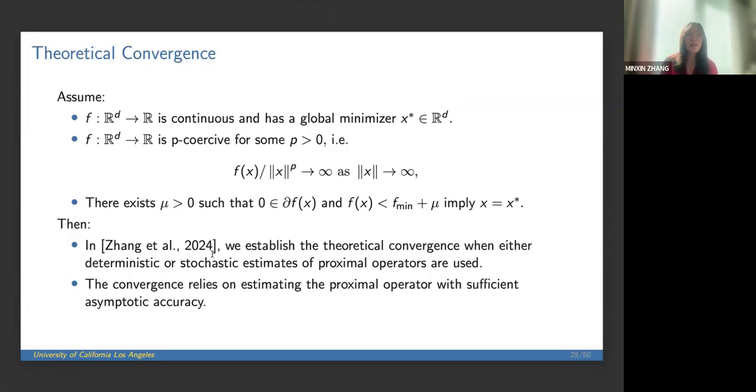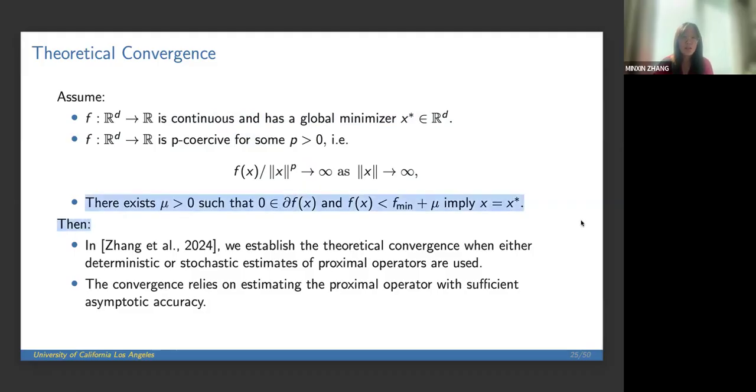So this is the framework, and we have established theoretical convergence of this IPP method under very mild assumptions. One assumption is that f needs to be continuous and have at least one global minimizer x star, and f should be coercive, which basically means that when x goes to infinity, the value of f of x should also go to infinity, which is a very mild assumption to ensure that x star resides in some bounded region.